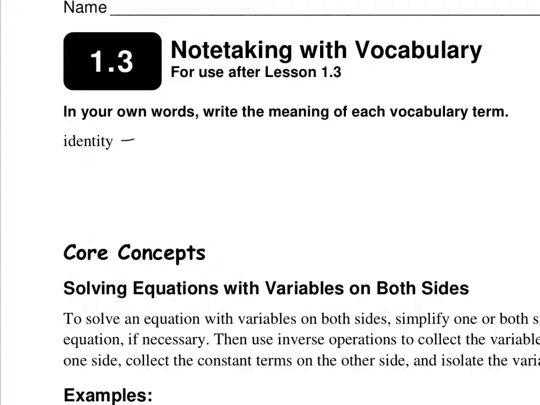One type of equation we're going to look at is an identity. If you think of, what is your identity? What does it mean to have an identity? Well, an identity here is an equation that is always true, no matter what the variable is. So that makes an identity.